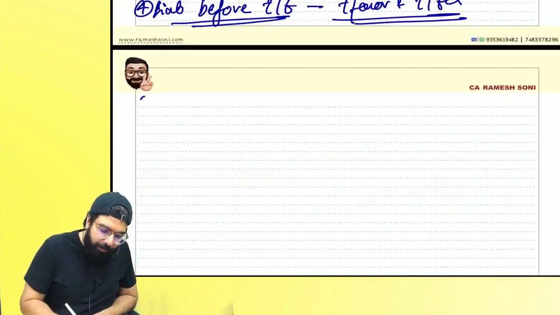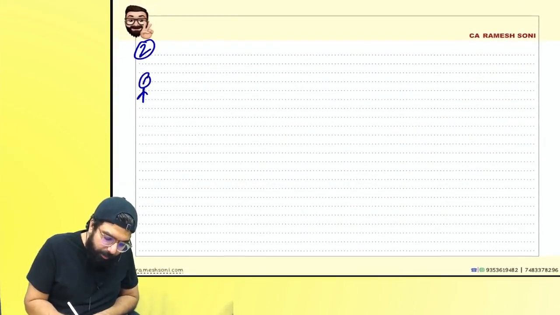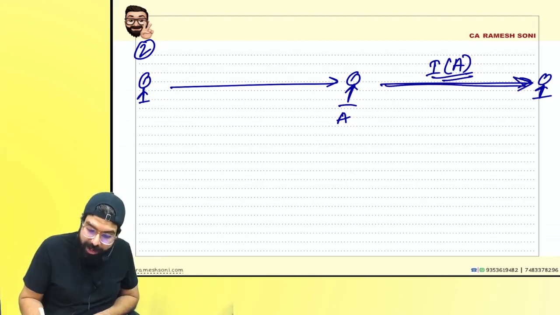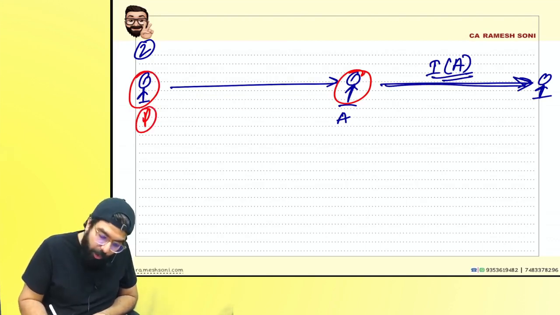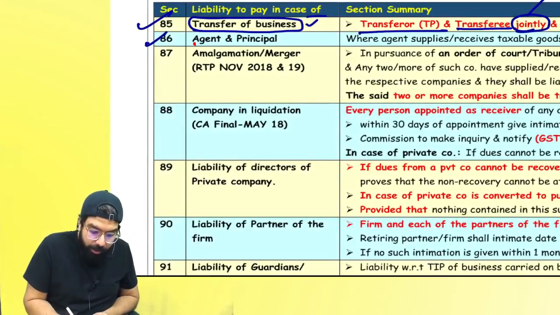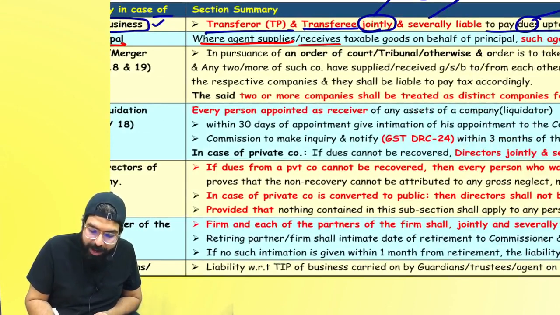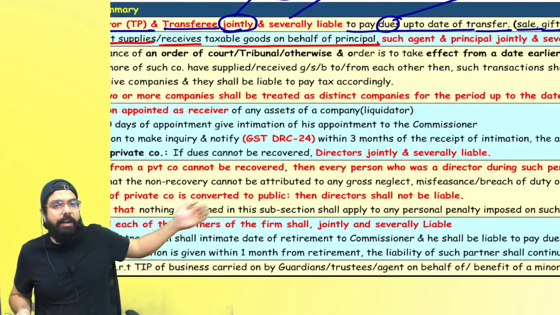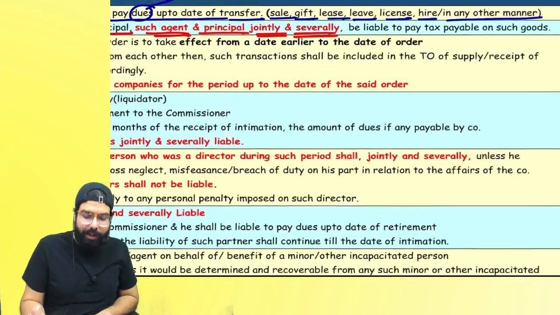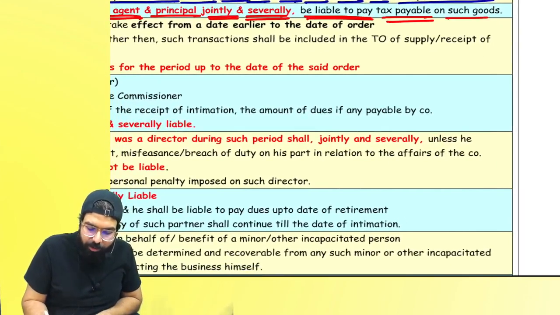The second one is principal and agent. Do you remember, everyone? I as a principal send the goods to the agent and the agent sells the goods to the customer. Here the invoice is in the name of the agent, right? But still they have told that if an agent is supplying on behalf of the principal, both agent and principal shall be liable for all these supplies. Where an agent supplies or receives goods on behalf of the principal, either he is receiving or he is supplying, such agent and principal shall be jointly and severally liable. Jointly means together, severally means individually. They shall be liable to pay the tax on such goods.